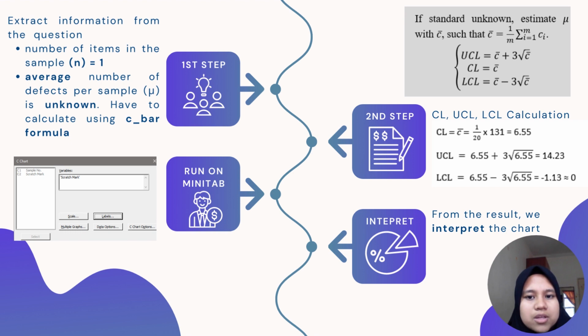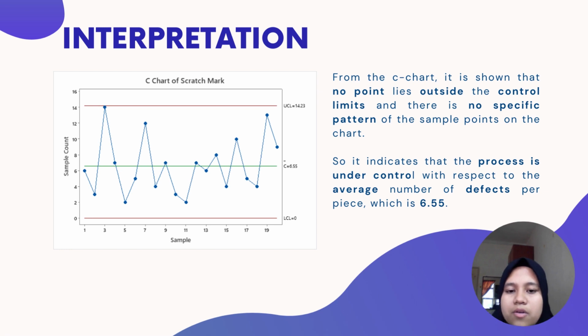We need to calculate the average manually using the formula given on the slide. Thus, we get the control limit which is equal to C bar equal to 6.55, UCL we get equal to 14.23, and LCL we got negative 1.13, which is set to 0 since it's negative value. To run on the Minitab, we just need to add the scratch mark into the variable since there's no mean set. From the Minitab, we will get this kind of chart. We can see that all the blue lines is in the range of the red line, which is mean the process is under statistical control with respect to the average 6.55.